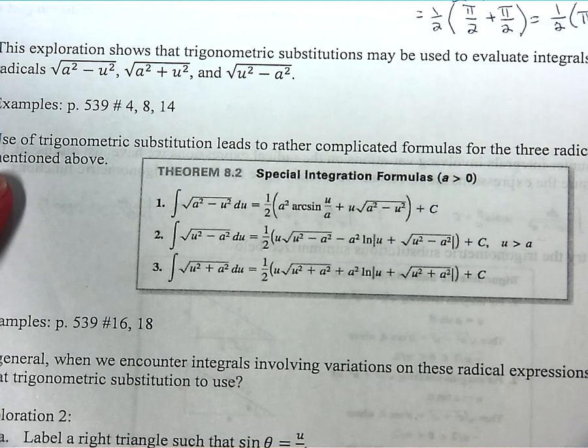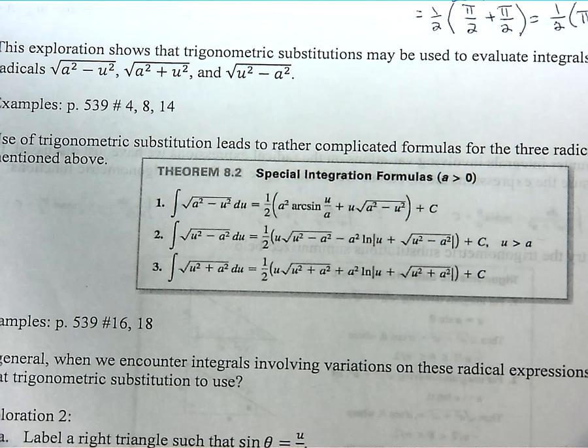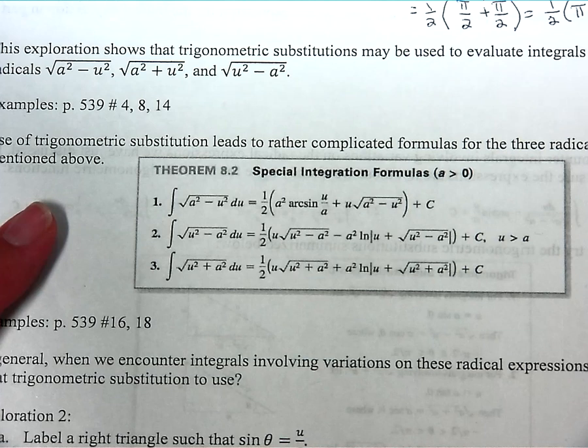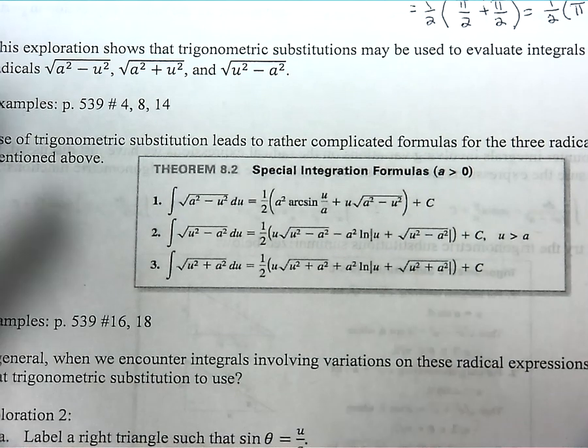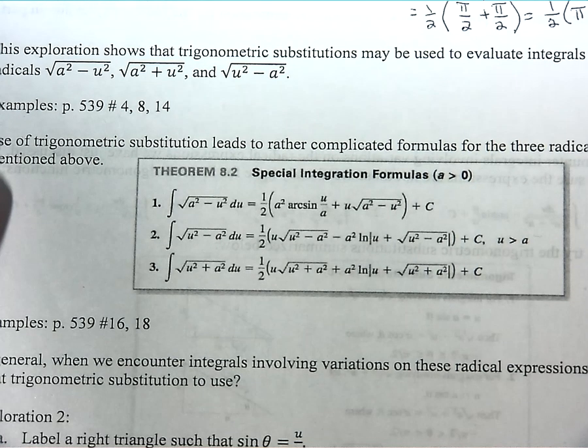Exploration 2. Label a right triangle such that sine of theta is u over a. The 3 trig substitutions we used yesterday all involved either sine or tangent or secant. So those are the 3 triangles we want to label. Label the first one, sine of theta is u over a. If we call this theta, then opposite has to be u, and hypotenuse has to be a. And so what's the adjacent side?